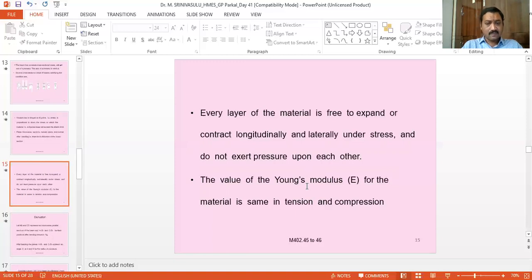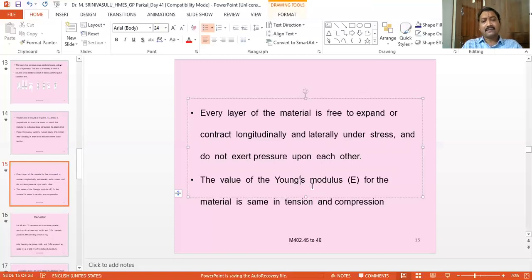Next, the value of Young's modulus E for the material must be the same in tension and also in compression. This is the isotropic property. The Young's modulus must have the same value in the case of tension or compression.